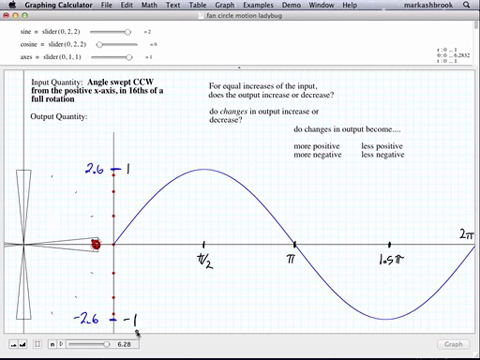So using radians and using radius lengths as output makes a very special function. So let's write it down. The input of the function is the angle swept counterclockwise from 3 o'clock.